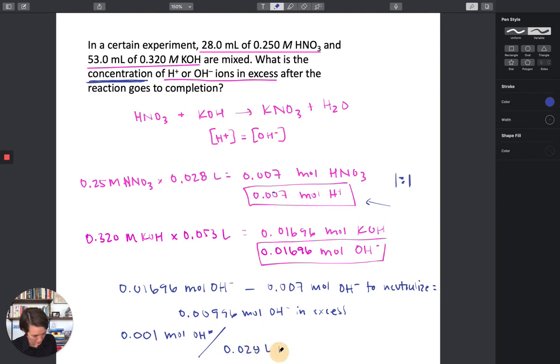So that is going to be 0.028 liters plus my 0.053 liters. All right, make sure that you put that in parentheses so that you're dividing by the sum of those values, and you get 0.123 molar OH. Pretty cool. It's really just a further application of what we've learned thus far, which is very exciting.